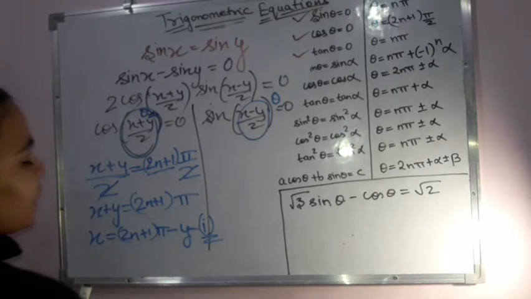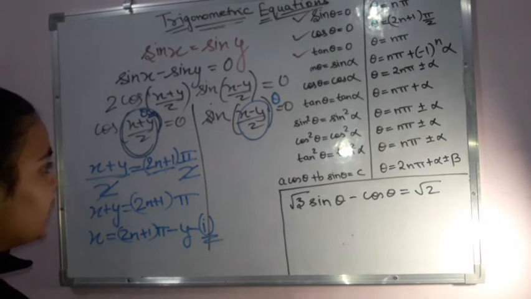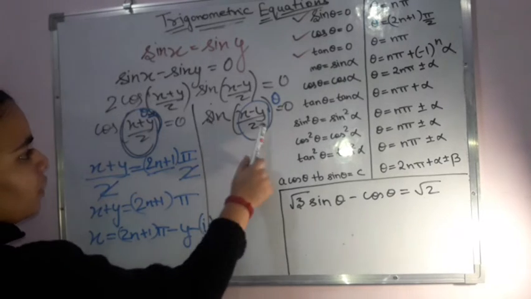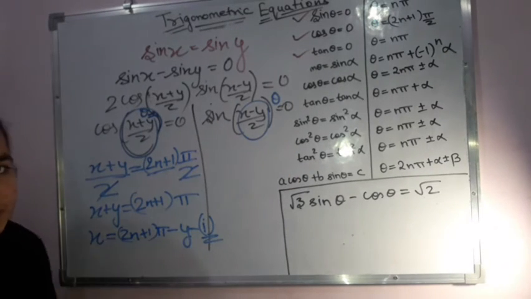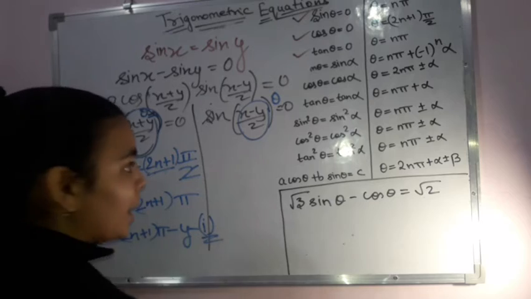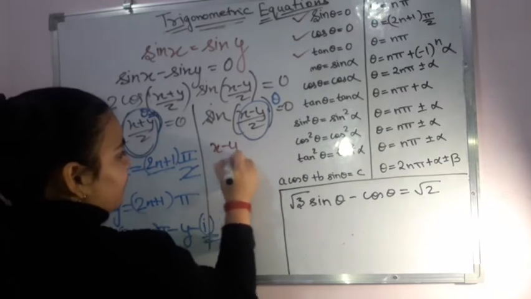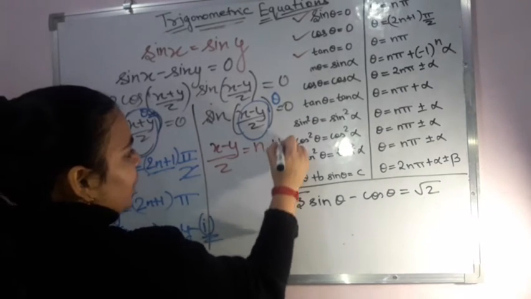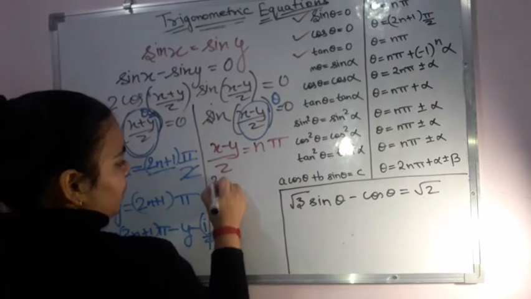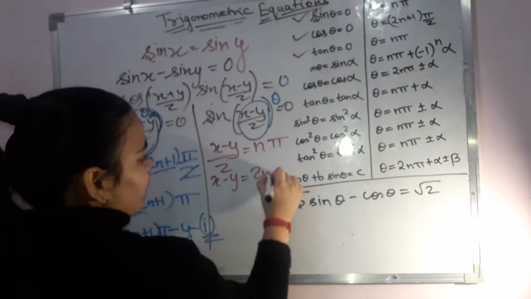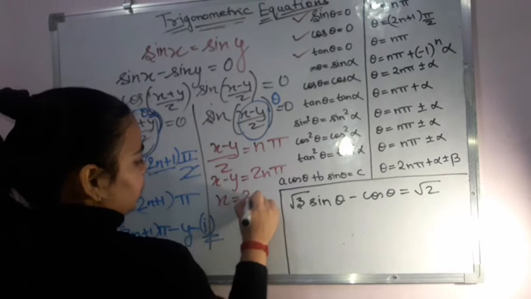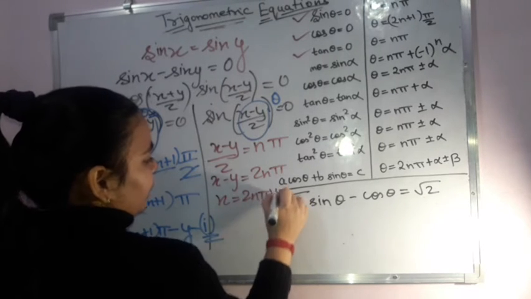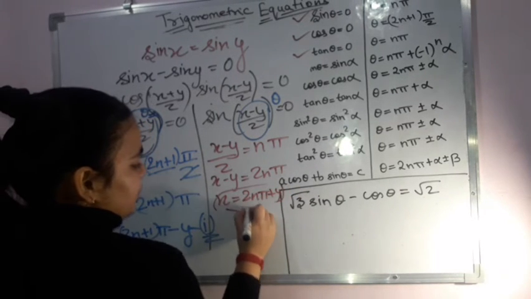And then from the second side, I have sin theta is equal to 0, then theta is equal to n pi. That means theta, that is (x minus y) by 2, is equal to n pi. When I bring this 2 over here, x minus y is equal to 2n pi. That means x is equal to 2n pi plus y. This is my second equation.